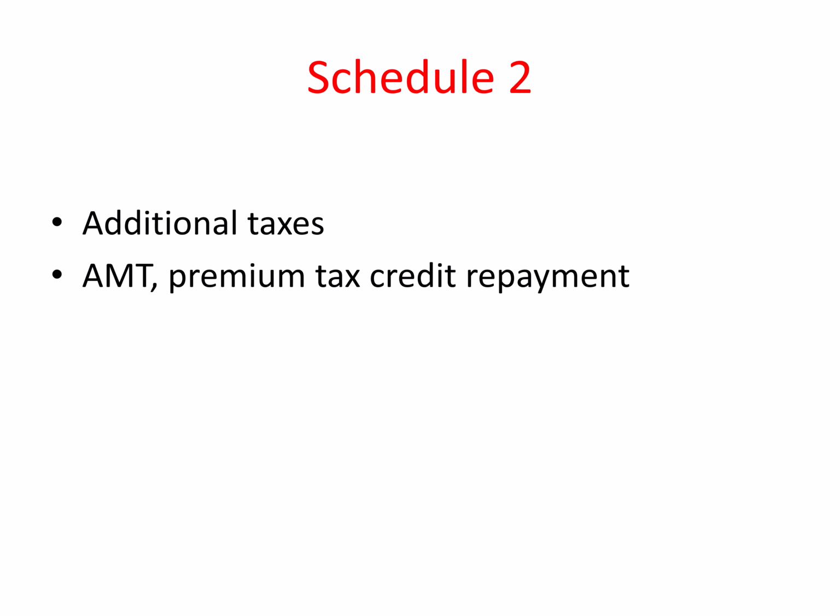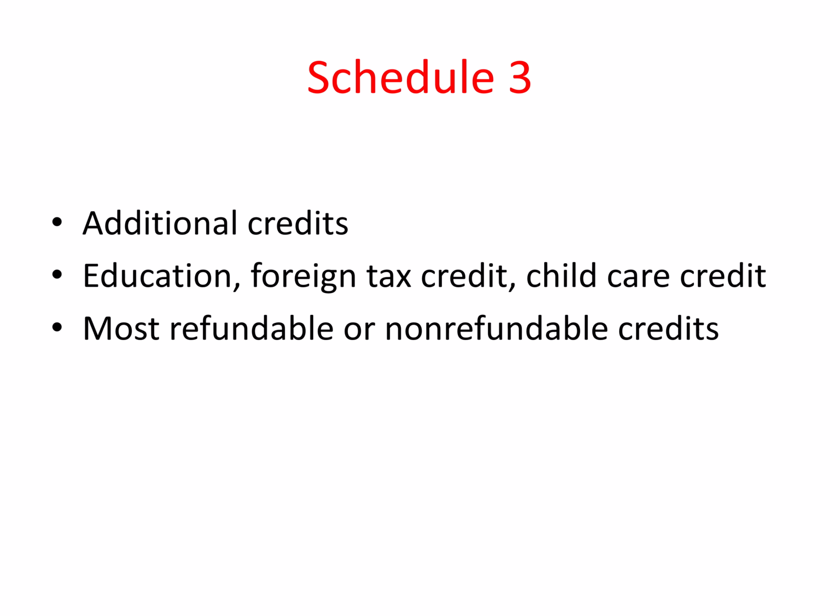Schedule 2, Additional Taxes, includes AMT, Alternative Minimum Tax, and repayment of excess premium tax credit. Important fact: used when your tax is more complicated than the standard 1040 calculation. Schedule 3, Additional Credits and Payments, includes education credits, foreign tax credit, child care credit. Important fact: most refundable or non-refundable credits live here.